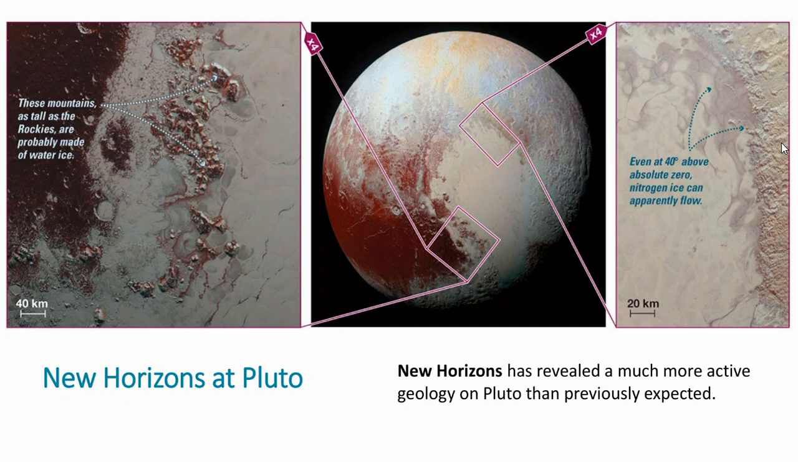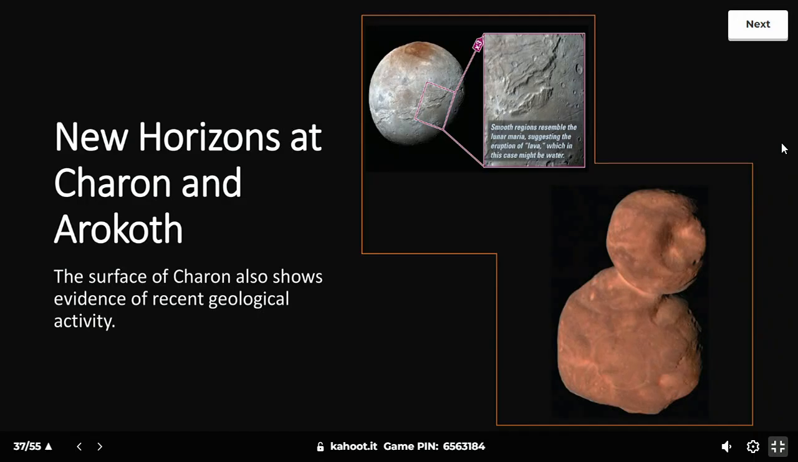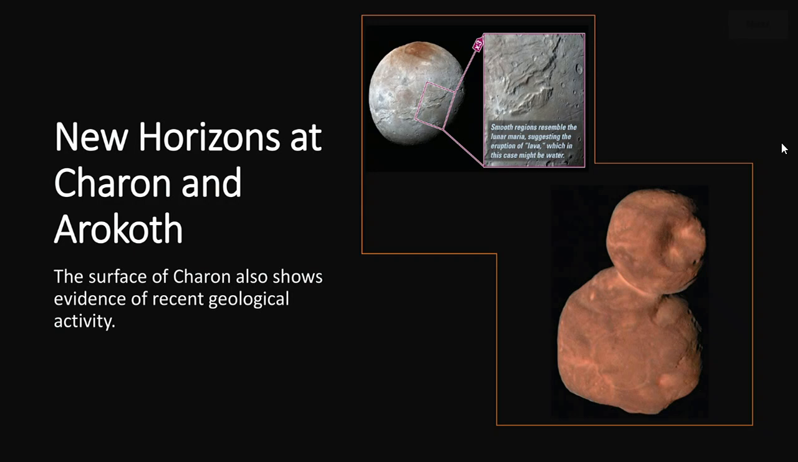And there's some evidence of some kind of liquid flowing on the surface, or maybe not liquid, but some nitrogen ice flowing on the surface. And as you can see, there's some evidence of cratering, but there's also very smooth regions on the planet. So that indicates some kind of geologic activity. So this is Charon, which is Pluto's moon. And again, you can see evidence for geologic activity on Charon as well.